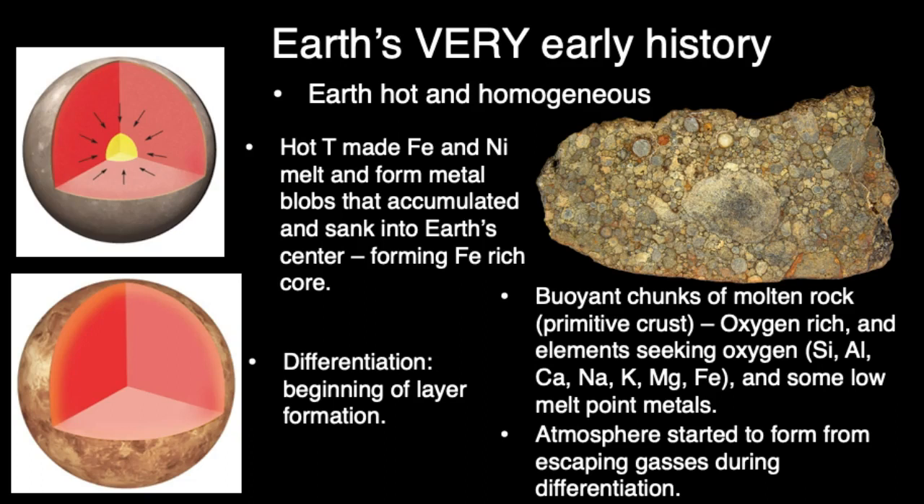So from this early differentiation period, we get the main three subdivisions of the Earth's interior: the primitive crust that I just talked about, the iron-rich core that was mostly iron and nickel and very dense, and then the mantle, which is by far the largest layer and is located in between the crust and the core. So that's going to be that red area that you're seeing here in the top picture.